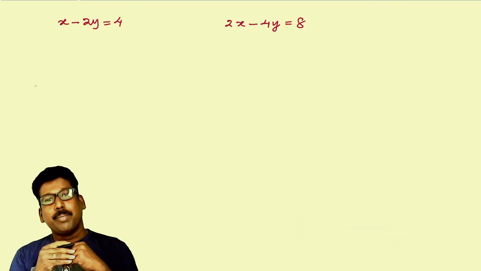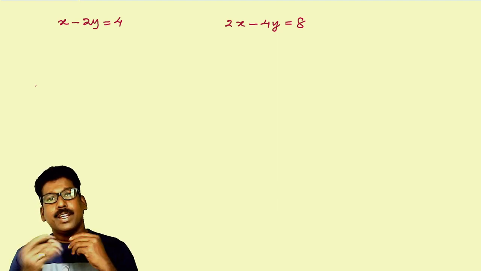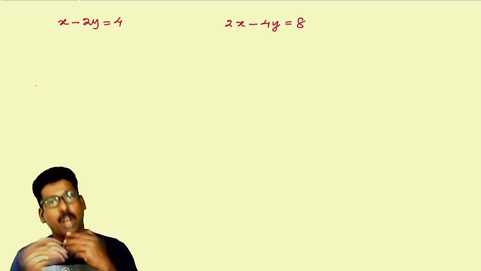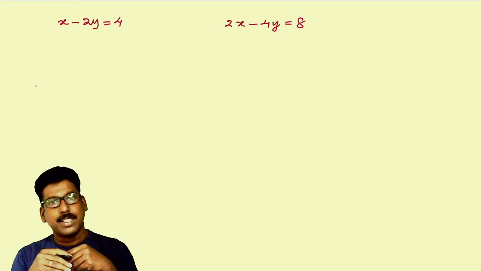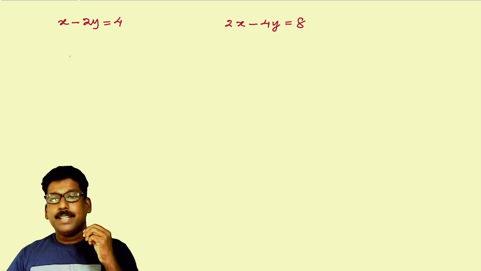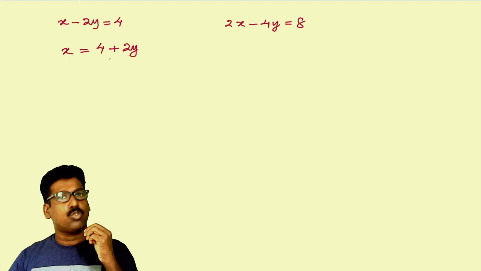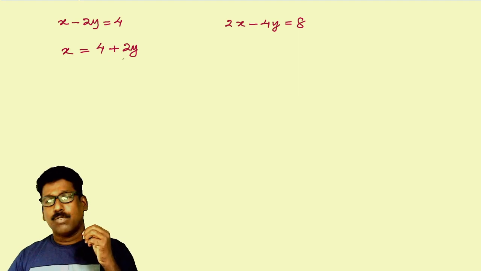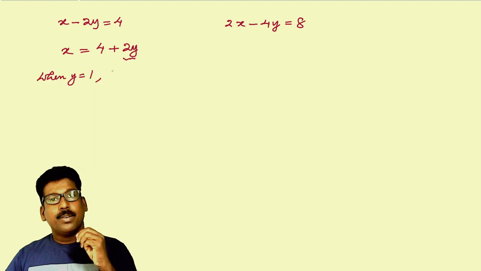Now let me take another pair of equations. x minus 2y is equal to 4, 2x minus 4y is equal to 8. To draw the graph of these equations, you have to find some values for x and y in each equation. Do find them. Here, x you can take one side, then it will be 4 plus 2y. 2y you transpose to the other side. Substitute some values for y. You will get the corresponding values for x.